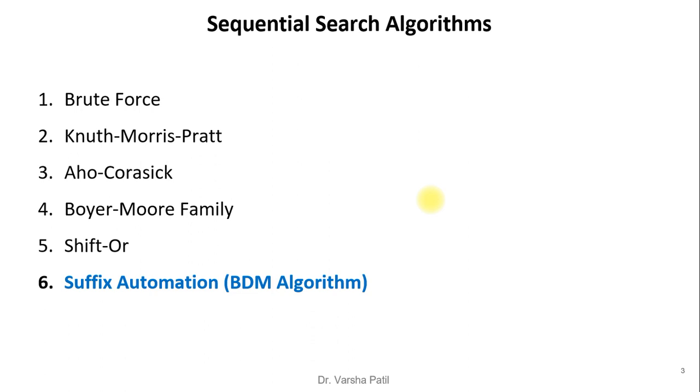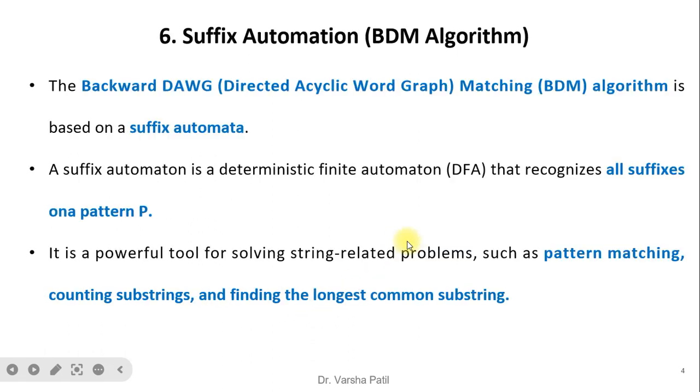Popular sequential search algorithms used in information retrieval are as below. I have already published videos on the first 5 algorithms. Now in this video, I am going to explain suffix automaton, that is the BDM algorithm. Backward DAWG, that is the BDM algorithm, is based on suffix automata, where DAWG means directed acyclic word graph.